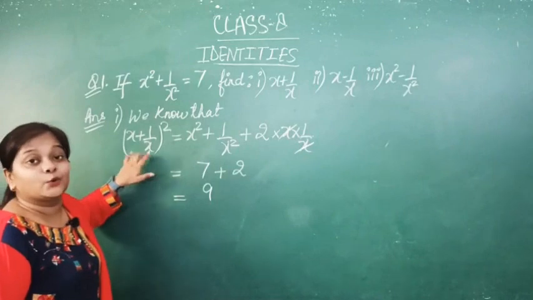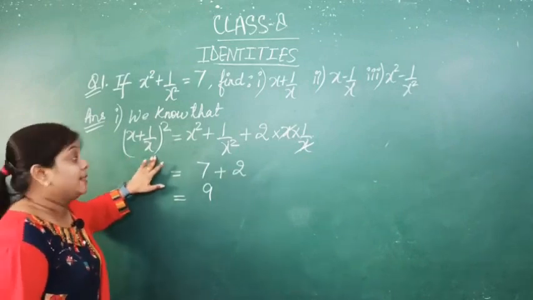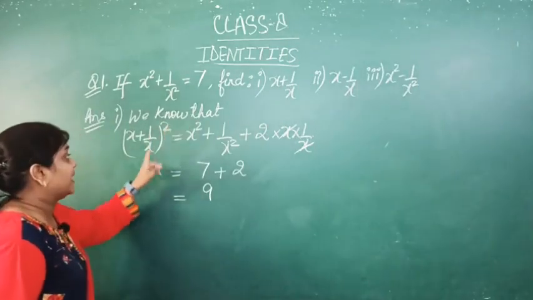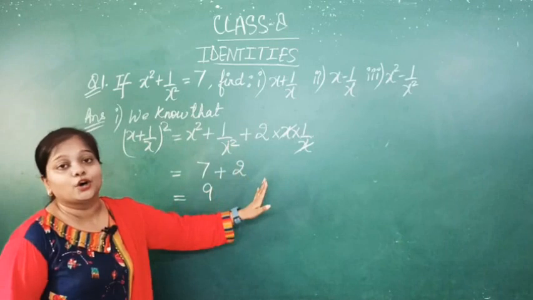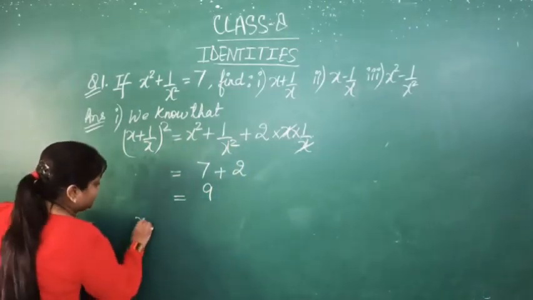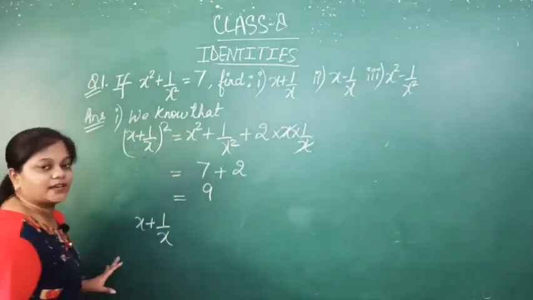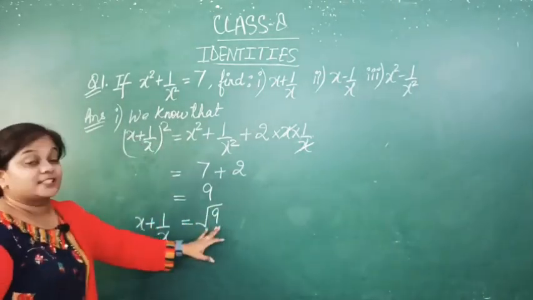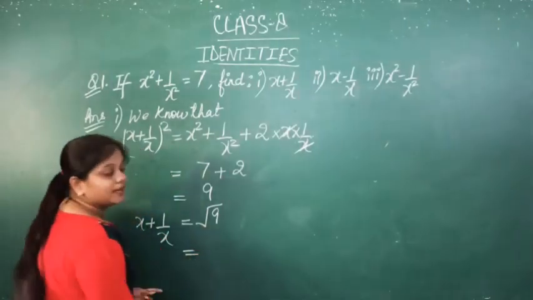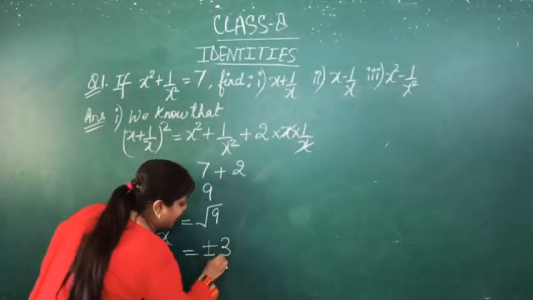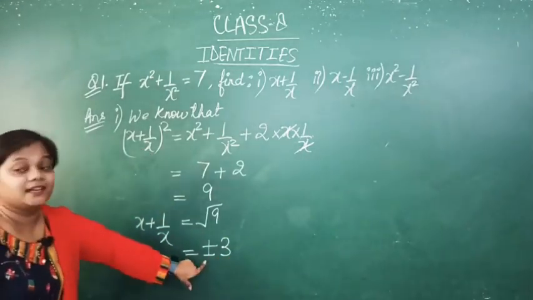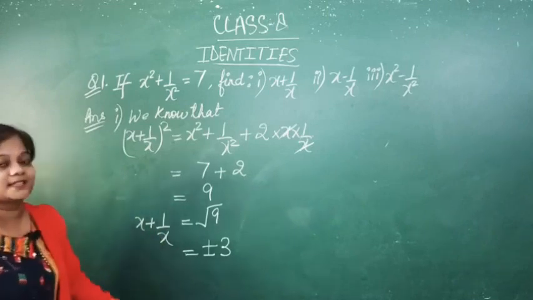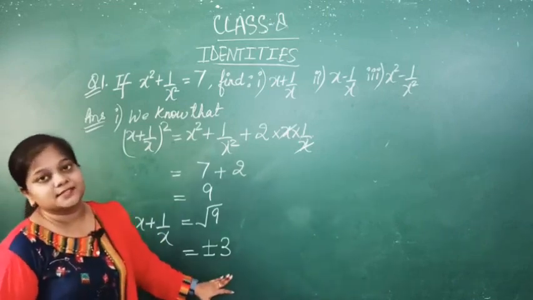Here we have to find only x plus 1 upon x, but here it is given that x plus 1 upon x whole square. So we have to take this part 2 to the other side of equal to sign. We will get x plus 1 upon x is equal to square root of 9, and square root of 9 we know that it is plus and minus 3. This sign is known as plus minus sign. So we will get the answer, x plus 1 upon x is equal to plus minus 3.